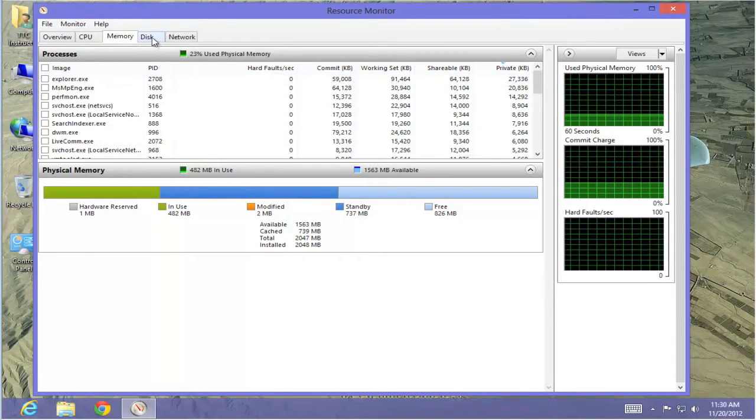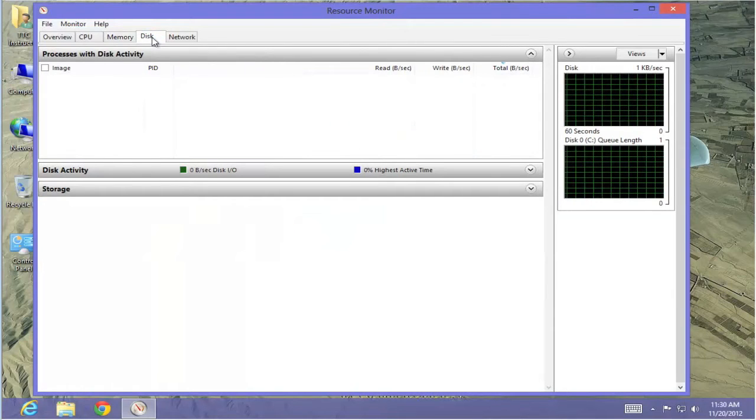Let's go to the Disk tab. That will show you activity of the hard drive itself, sending and receiving data. It will also show it to us graphically when we have drive activity. Let's go to the Network tab.